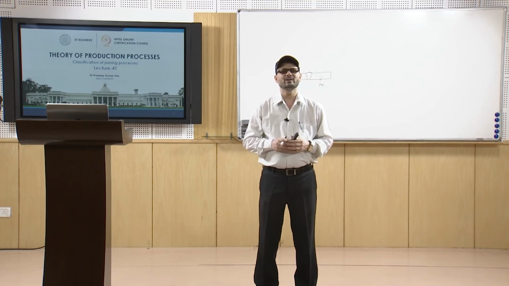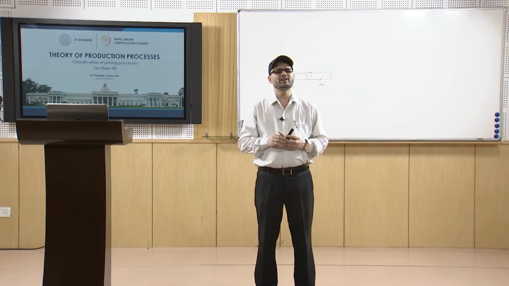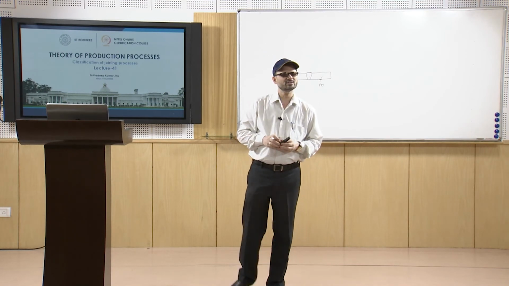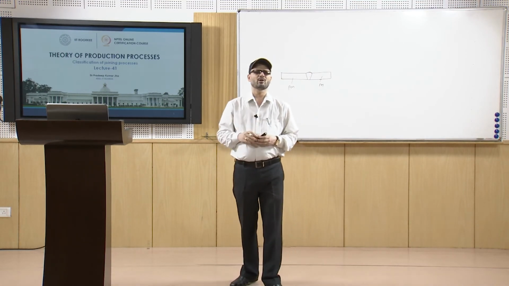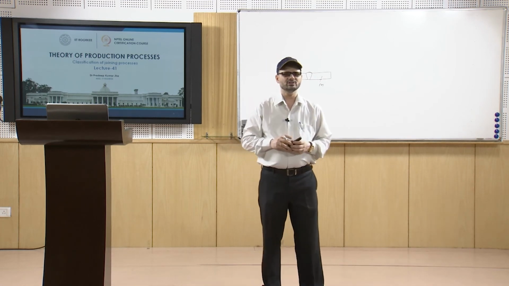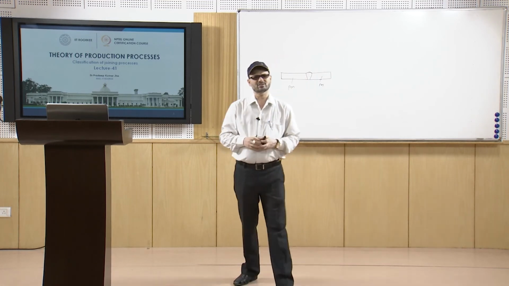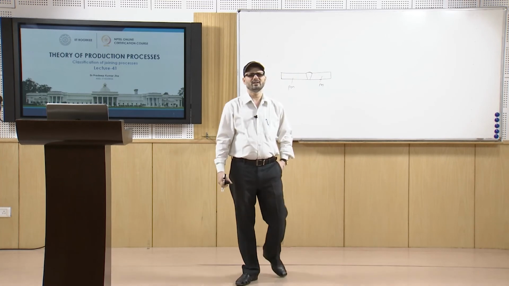Like electron beam welding or laser beam welding. These are used when we have to join to a very thin point, which is not possible by normal welding processes. So, that can be done by electron beam welding or laser beam welding, or sometimes for extremely hard materials or extremely high melting point materials. In those cases, wherever conventional welding is not suitable, we go for such unique welding processes. Similarly, you have different welding processes for plastics, like spin welding, vibration welding, and friction stir welding.